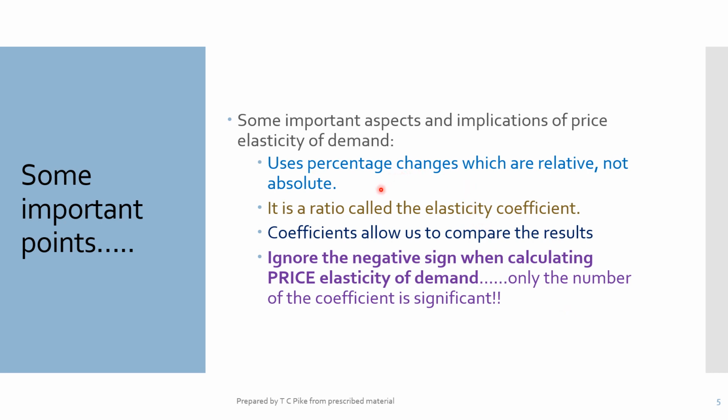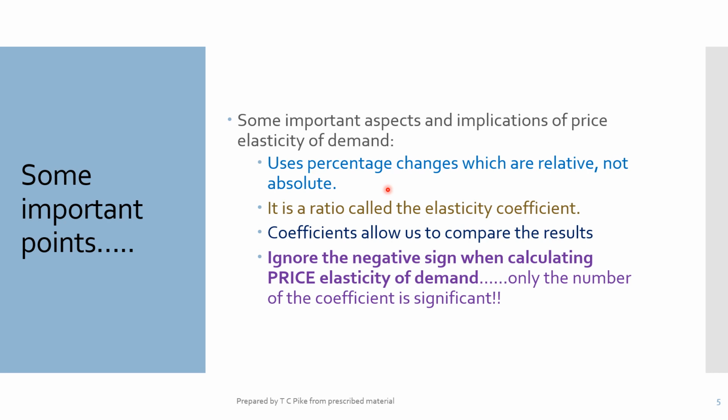Use percentage changes, which are relative, not absolute. Remember, we don't talk about the price changing by 2 Rand and the quantity demanded changing by 4 units. We do use those in our calculation, but the idea is to work out the percentage change, because then that allows us to look at the relative changes rather than absolute. The answer that you get in your calculation is an elasticity coefficient. That means it's got no units involved. It is just a number.